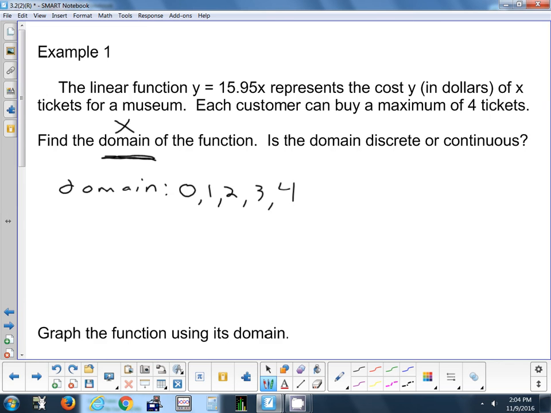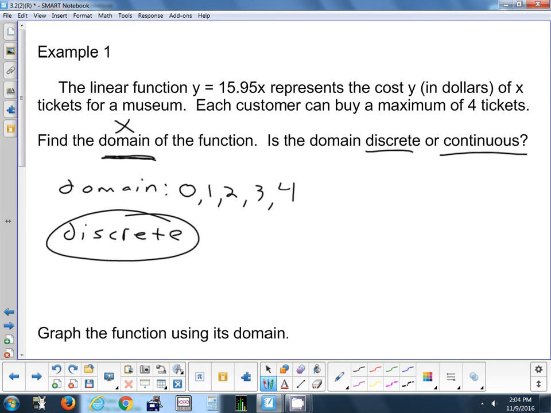Now, could they buy numbers in between? Could they buy 2.6 tickets? No. So we have gaps here. If you have gaps, is that discrete or is this continuous? Discrete. This is a discrete domain. Okay, and now I'm going to make that table.